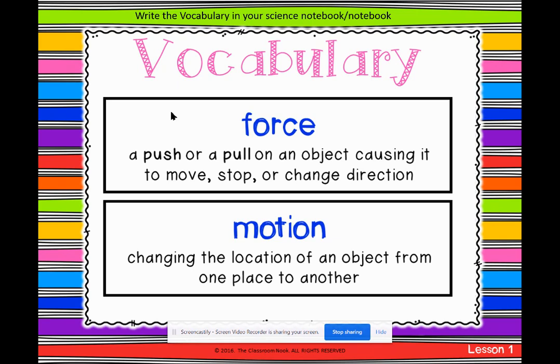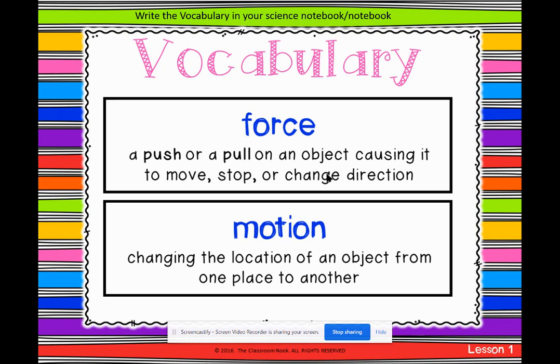So the vocabulary, the first one, is force. Force is a push or a pull on an object, causing it to move, stop, or change direction. And that's exactly what it is. When you throw a ball, you are actually exerting force on it because your hand is pushing it in a direction. When you pick a toy or a glass up off of a table, you are actually pulling it up off of that table.